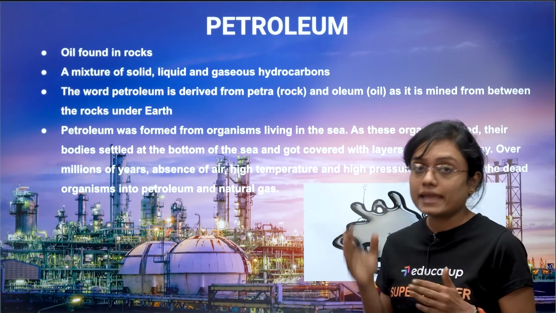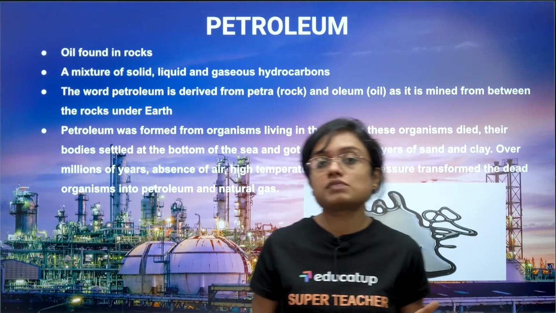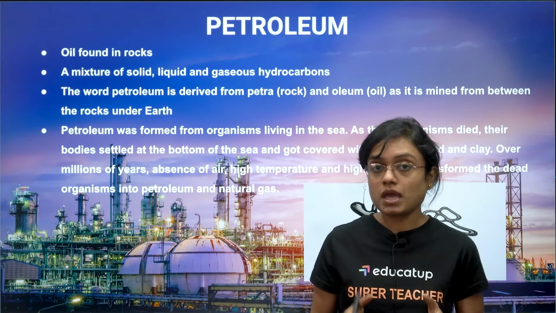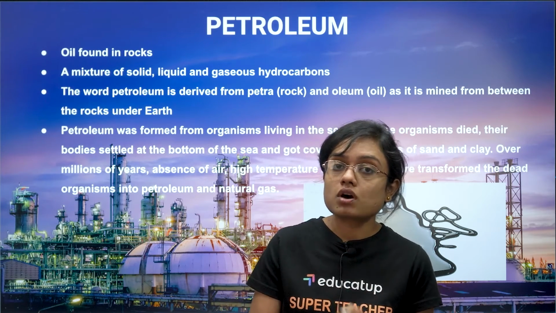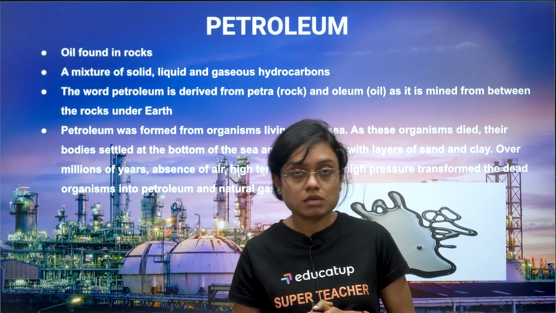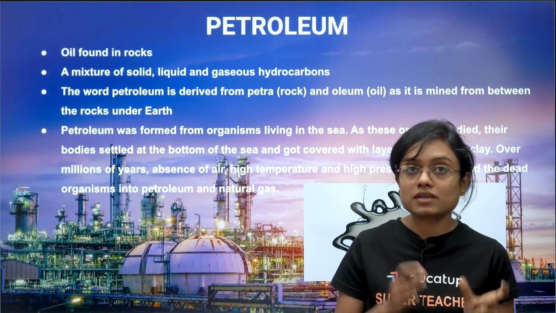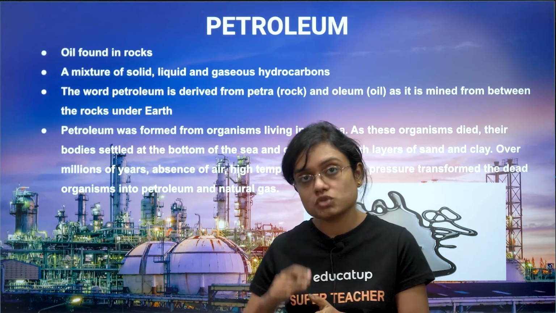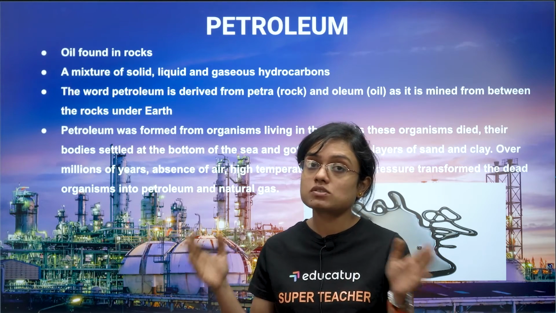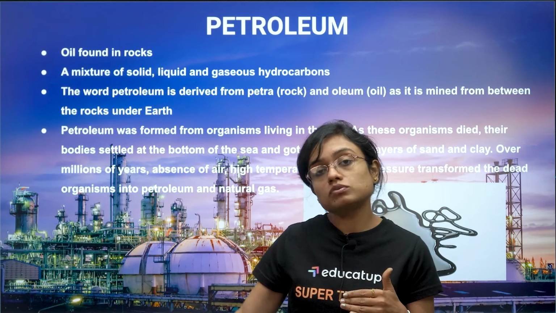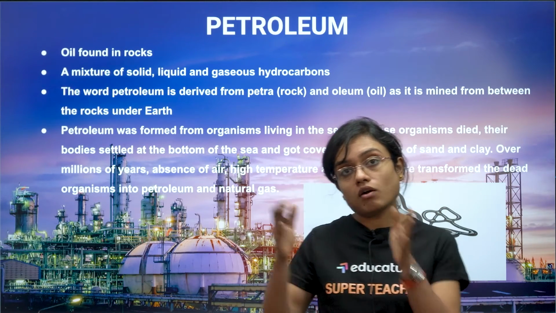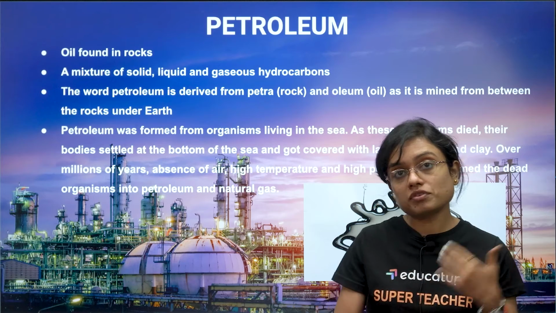Petroleum. Now our next exhaustible natural resource for today is petroleum. Now petroleum is found under the rocks. It is a mixture of solid, liquid and gaseous hydrocarbons. The word petroleum is actually derived from the word petra, which means rock, and oleum, which means oil. So that is why we say petroleum is obtained or found under the rocks. It is the oil of the rocks. It is the oil which is found from the rocks.